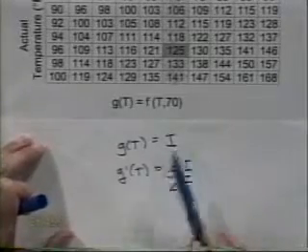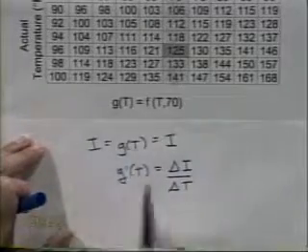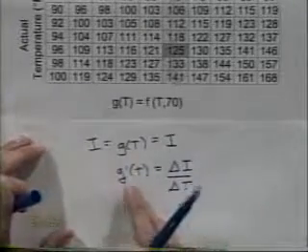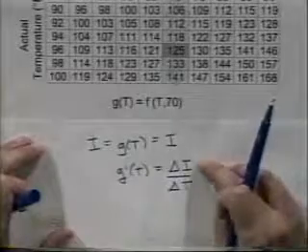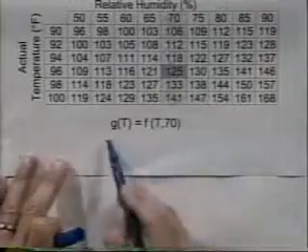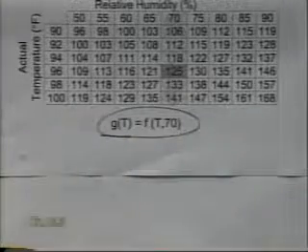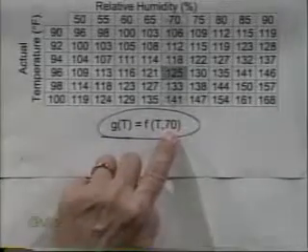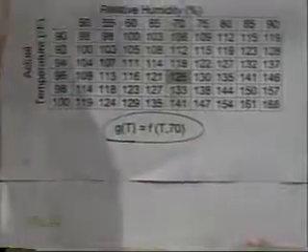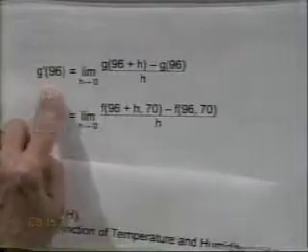In this case, my index, I, which is a function of g, if I wanted to compute g prime of t, it's how does my index change as I change my temperature? So right now we're looking at g of t as being a function just of t because we're fixing the humidity at 70. All right, so if I wanted to figure out what g prime of 96 was, I would let h go to 0.